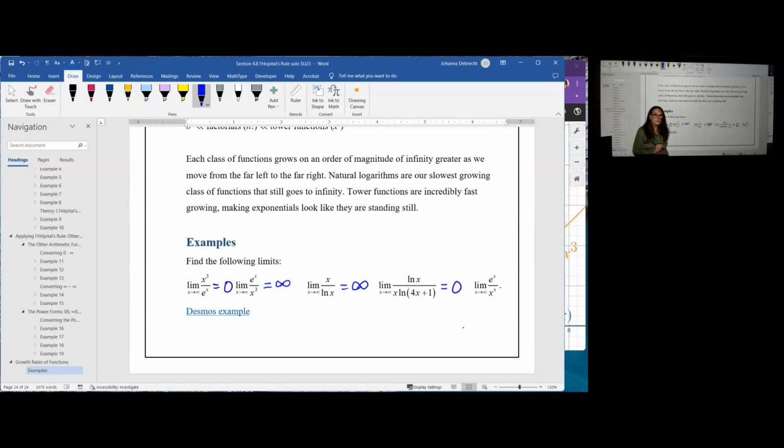Our last example is the exponential divided by the tower function, x to the power of x. That tower function grows so much more rapidly than any exponential that as x goes to infinity, it blows up faster and drives the entire fraction down to 0.